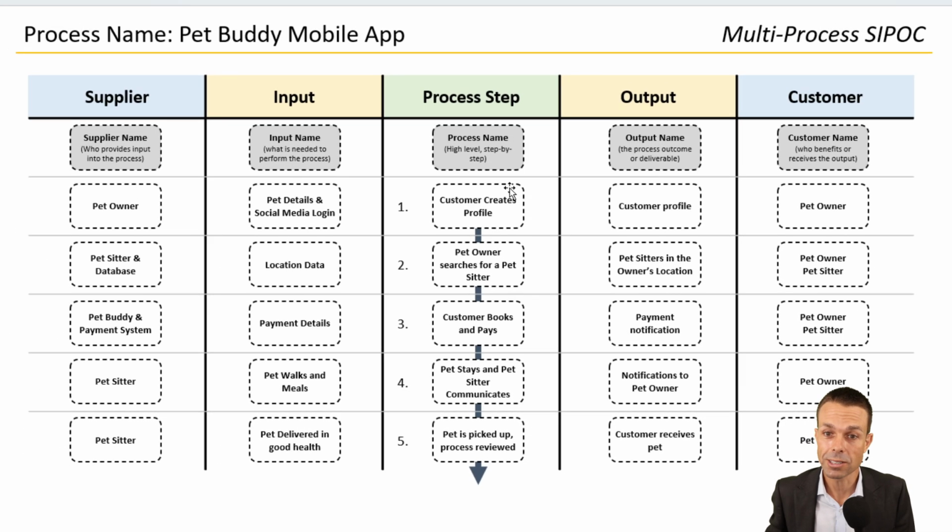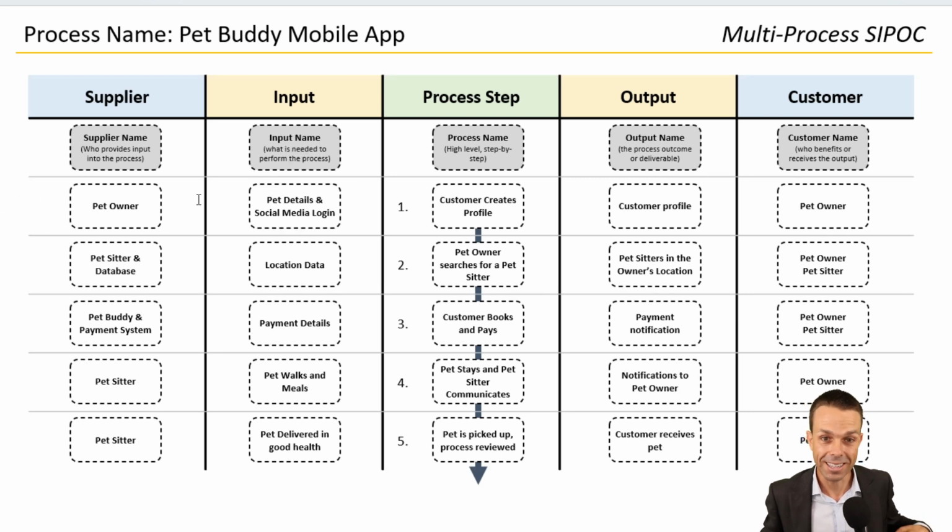But for each of these process steps, they have an output. So the output is the customer profile up here, and who receives the benefit of that output, that's the customer of that process. So it's not the overall customer, although it can be, but the customer is whoever receives the output of that particular process. Likewise, the supplier of that process is whoever provides the input for that process step.